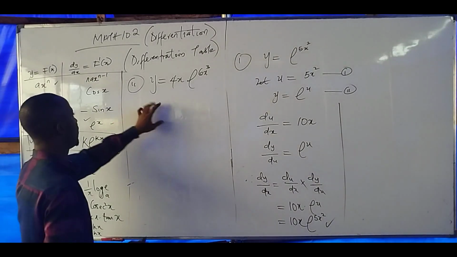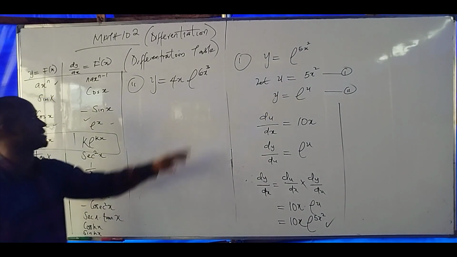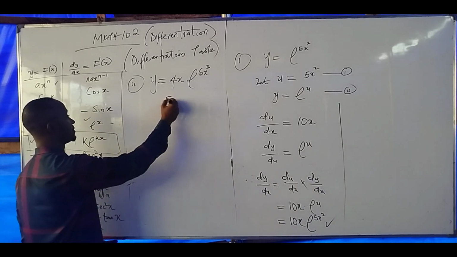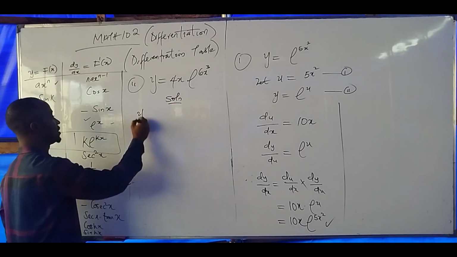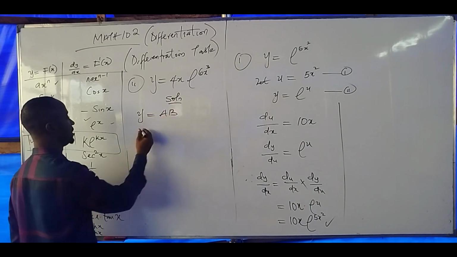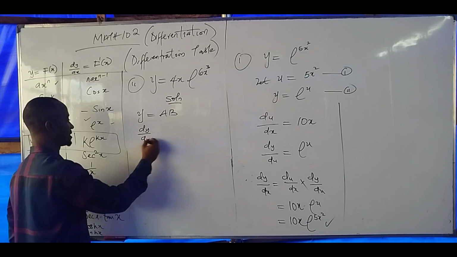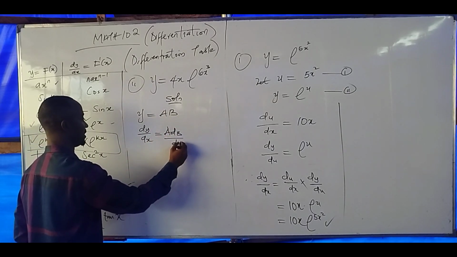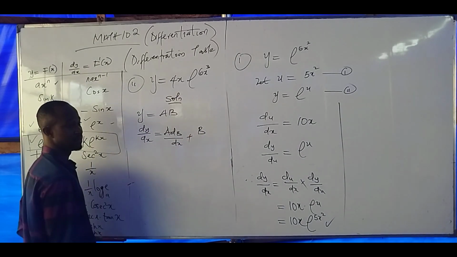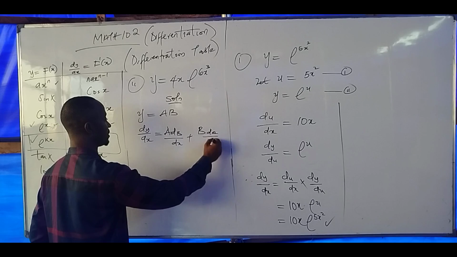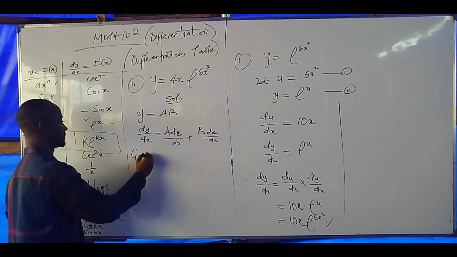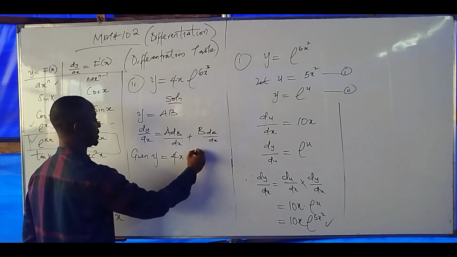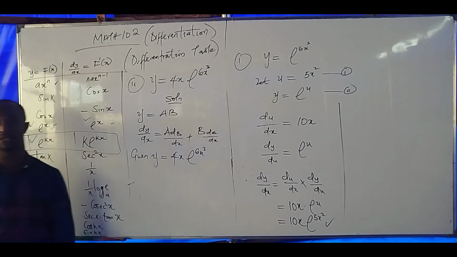Now, number 2 says if y equals 4x exponential 6x cubed, how do we solve this? I will use the product rule, right? Solution. Don't forget the product rule that says y equals a times b. The rule says dy/dx equals: keep one constant, a, differentiate b, db/dx, plus keep one constant, b, differentiate a, da/dx. Now we are given that y equals 4x exponential 6x cubed.